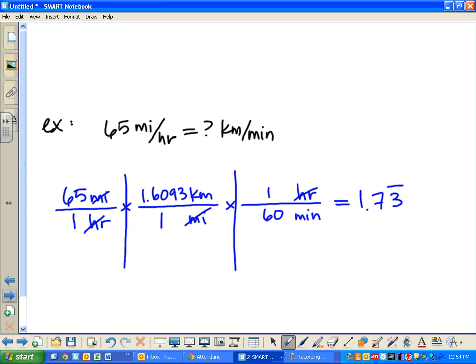Looking at my numbers, I ignore minutes, it's exact. I look at my other two. 65 is the smaller number of sig digs. This one has 5 sig digs. This one has 2. My answer can only have 2 then. You can only be as accurate as your least accurate measurement. So this would be 1.7 kilometers per minute.